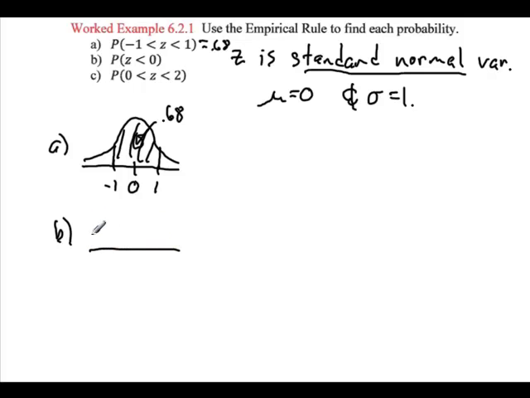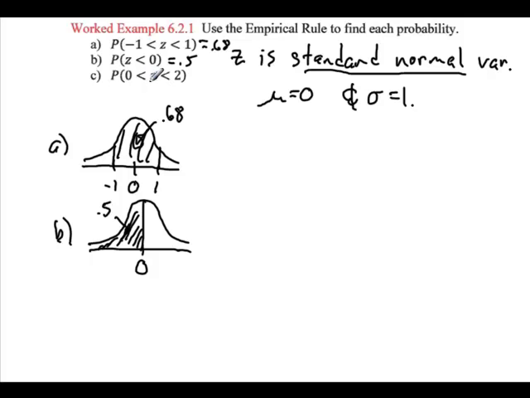Secondly, the probability z is less than 0 is not really the empirical rule, but it's one of the properties of normal curves. Standard normal curves have a mean of 0, so the probability of being less than 0 is the probability of being less than the mean, which is 0.5. Probability z is less than 0 is equal to 0.5.